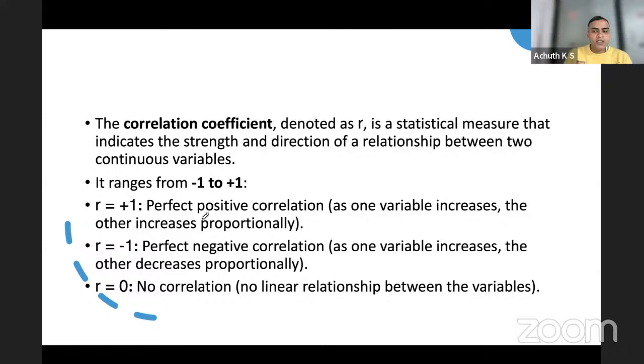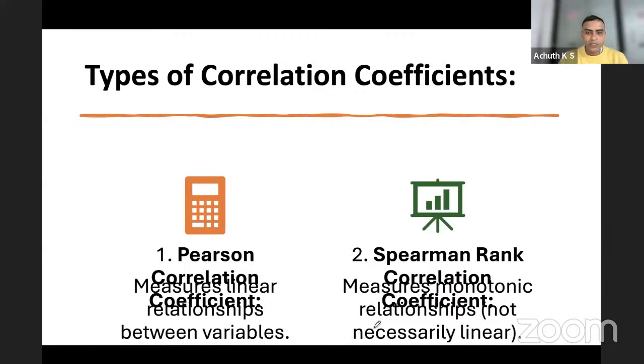If r is equal to +1, that means there is a perfect positive correlation. As one variable increases, the other one also increases proportionally. A is increasing, B is also increasing. If r is -1, that means as one increases, the other decreases. If it is 0, that means there is no correlation or relationship between the variables. There are two types of correlation: Pearson correlation measures the linear relationship between variables, and Spearman rank correlation measures the monotonic relationship, that means non-linear correlation. We'll see later how it works.